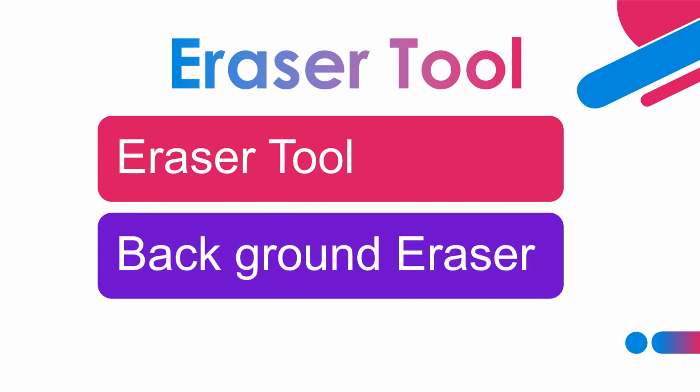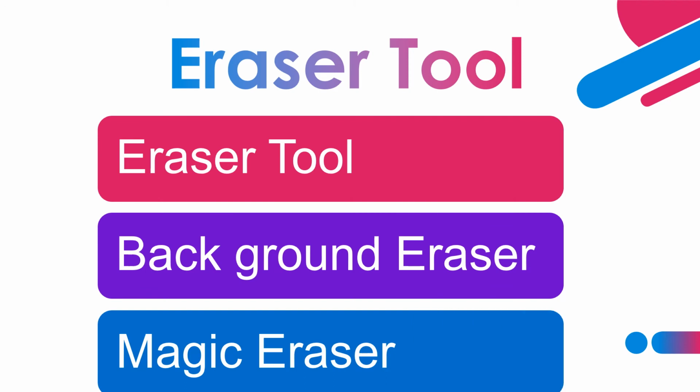The next option we are having is background eraser. This tool is used to erase the background of your image. And the next one is magic eraser. Magic eraser is a very useful tool. It is used to remove the part of an image in just one go. When you select any particular part using the magic eraser tool, then all the parts of the same color will get erased.